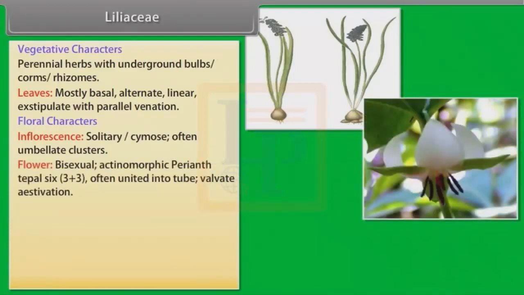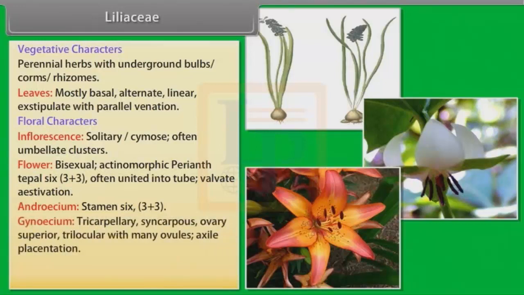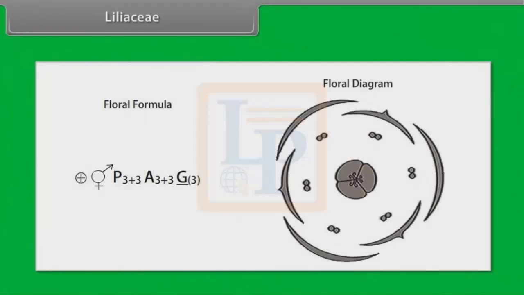Flower bisexual, actinomorphic. Perianth tepals 6, 3+3, often united into tube, valvate aestivation. Androecium stamens 6, 3+3. Gynoecium tricarpellary, syncarpous, ovary superior, trilocular with many ovules, axile placentation. Fruit capsule, rarely berry. Seeds endospermous. Floral formula is, and this is the floral diagram.